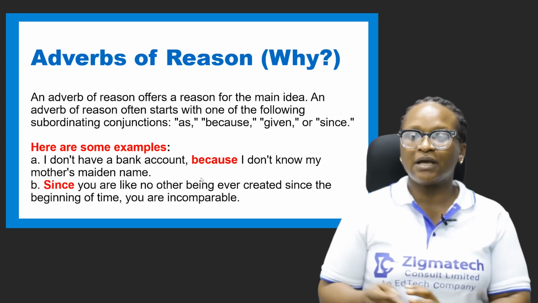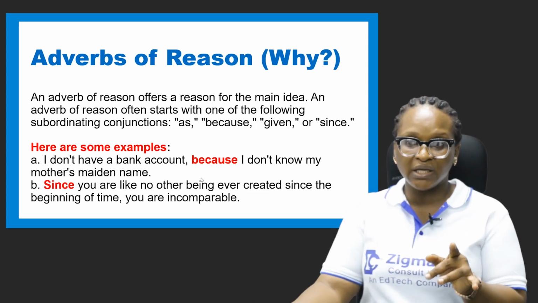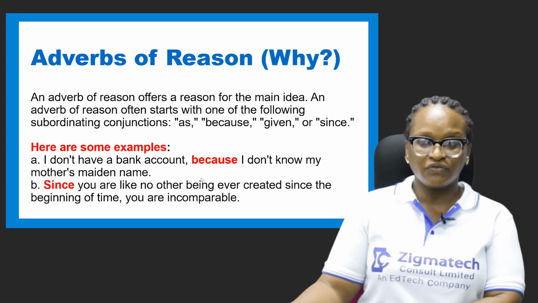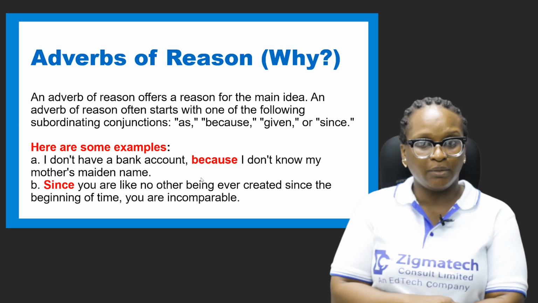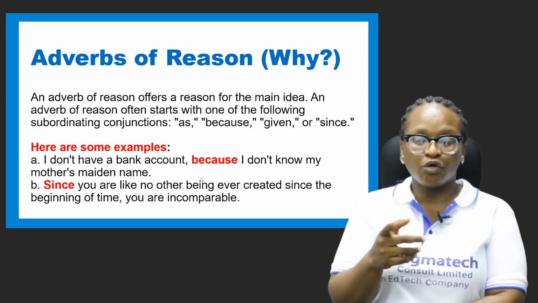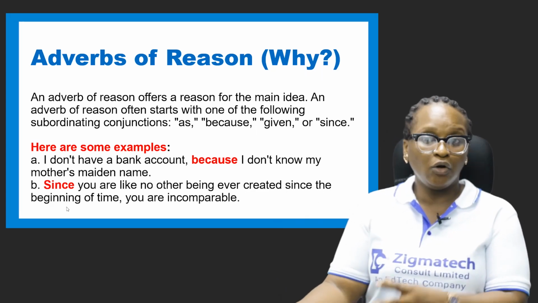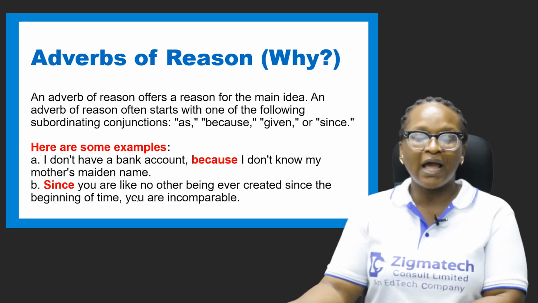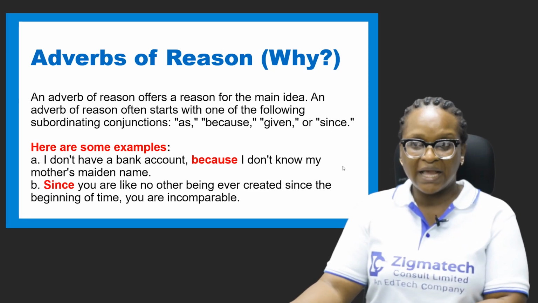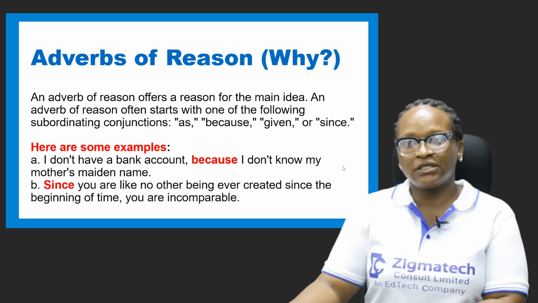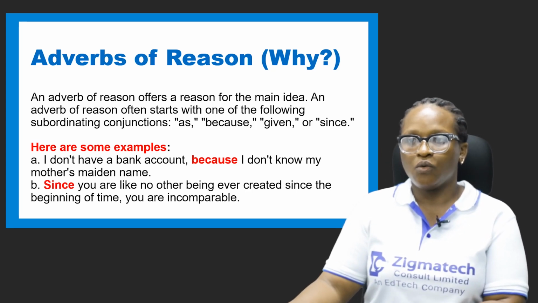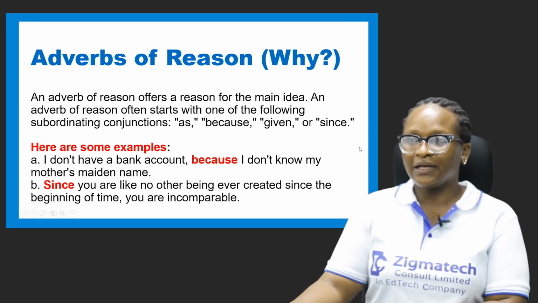All right. The second example says, "Since you are like no other being ever created since the beginning of time, you are incomparable." Why is this person incomparable? The person is incomparable because, or since, there is no other ever created who is like him or her. So that's it: adverbs of reason answer the question why. All right, let's look at the next.